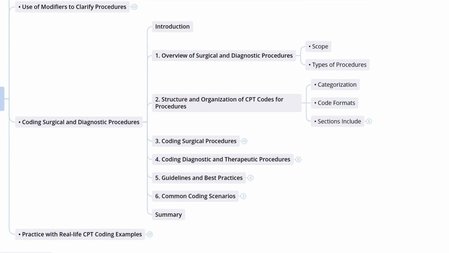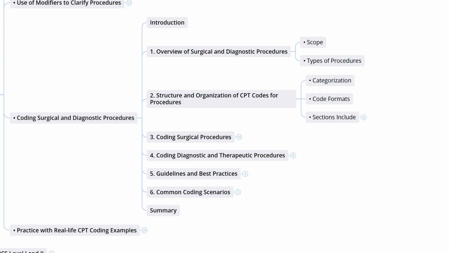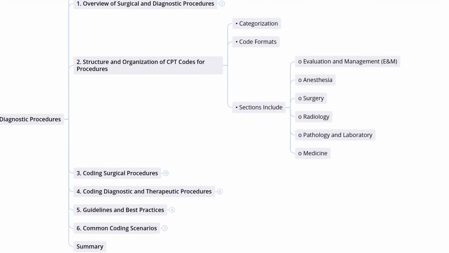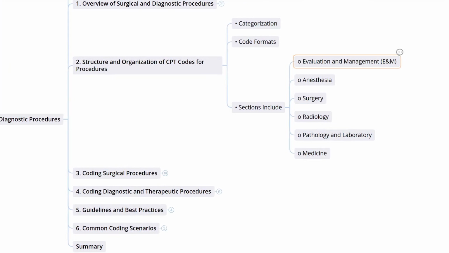Next, structure and organization of CPT codes for procedures. Categorization: CPT codes are divided into sections based on the procedure type. Code formats are typically 5-digit numeric codes. Some include modifiers. Next, sections include evaluation and management, anesthesia, surgery, radiology, pathology and laboratory, and medicine.